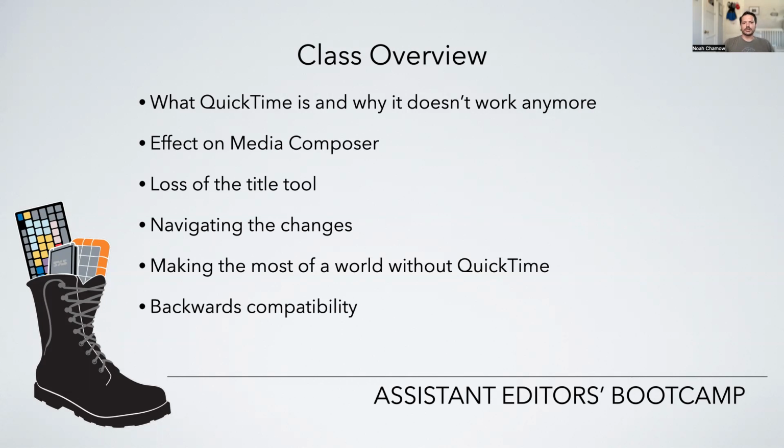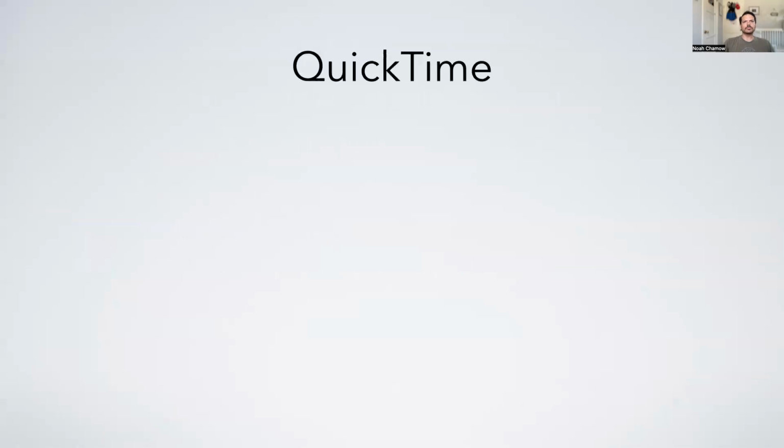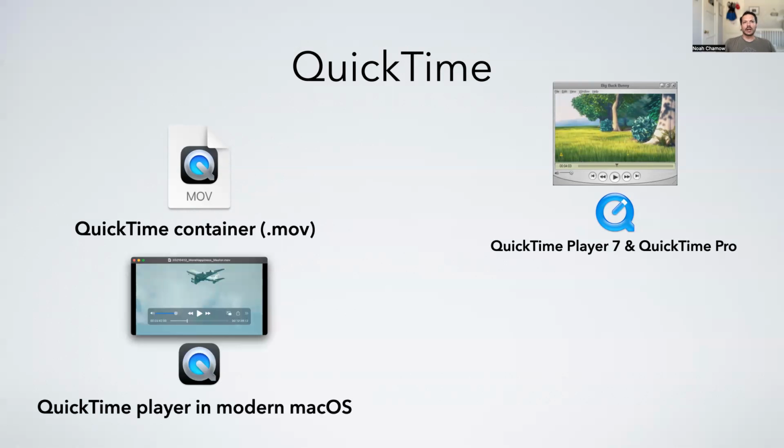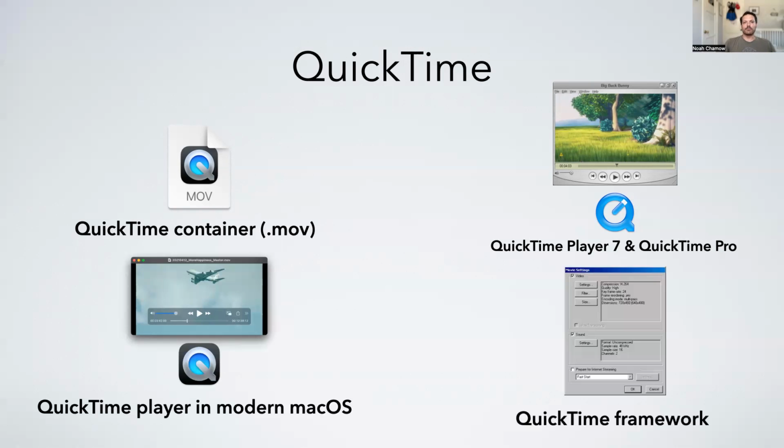This whole presentation is very Apple heavy, and for obvious reasons, we're talking about Apple hardware and software. But when we talk about QuickTime, you've probably heard that Media Composer doesn't work with QuickTime anymore. And I find that one of the biggest misconceptions is people don't understand what that means. Does that mean that you can't use QuickTime files anymore? Or does that mean that macOS can't use QuickTime Player and QuickTime Pro anymore? Or does that mean that QuickTime Player in modern macOS doesn't work? Or does that mean that the QuickTime framework doesn't work?